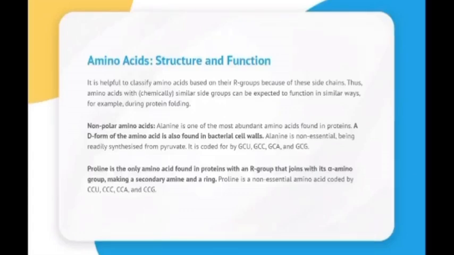A D form of the amino acid is also found in bacterial cell walls. Alanine is non-essential, being readily synthesized from pyruvate. It is coded for by GCU, GCC, GCA, and GCG. Proline is the only amino acid found in proteins with an R group that joins with its alpha amino group, making a secondary amine and a ring. Proline is a non-essential amino acid coded by CCU, CCC, CCA, and CCG.